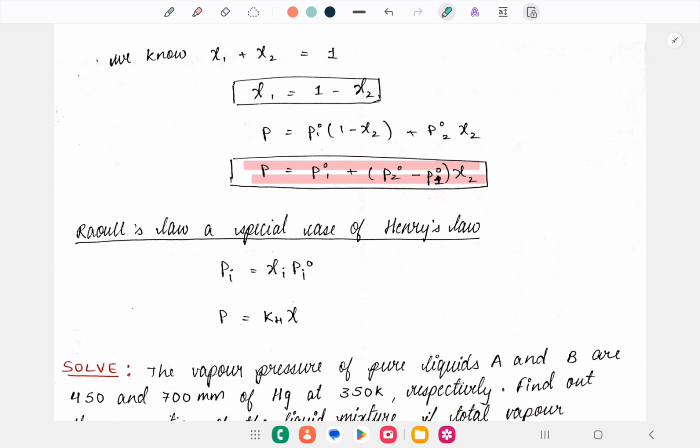Then we will study Raoult's law as a special case of Henry's law. According to Raoult's law, the vapor pressure of a volatile component is given by the following equation. According to Henry's law, the partial pressure of the volatile component is directly proportional to the mole fraction. Therefore, both Raoult's law and Henry's law become identical except for their proportionality constants. And therefore, Raoult's law is a special case of Henry's law.